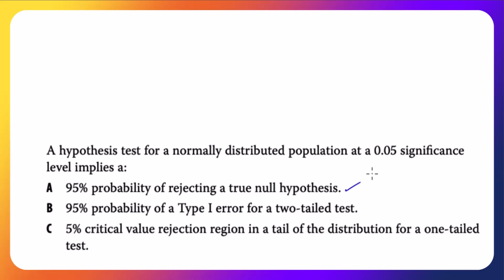95% probability of a type 1 error for a two-tail test. Again, that's only 5%. Actually, I'm putting check marks when I should be putting X's. 5% critical value rejection region in a tail of the distribution for a one-tail test. That's exactly what it means.